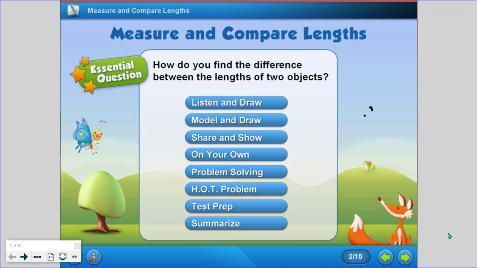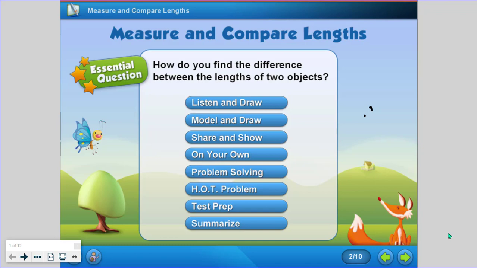All right, boys and girls, we're going to continue our chapter in centimeter measurement, or metric measurement. Today we're going to be working on measuring and comparing lengths. Our essential question is, how do you find the difference between the lengths of two objects? So remember, the difference is when we take two numbers and subtract the smallest number from the largest number. So we're going to be doing that with measurements today.